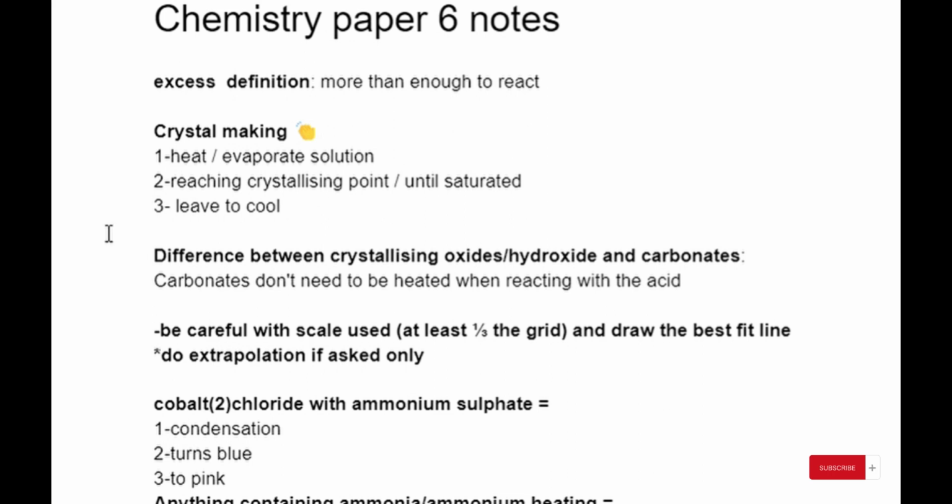Now, talking about crystal making, firstly you heat or evaporate the solution, then reach the crystallization point, which means until saturated, and lastly leave to cool.